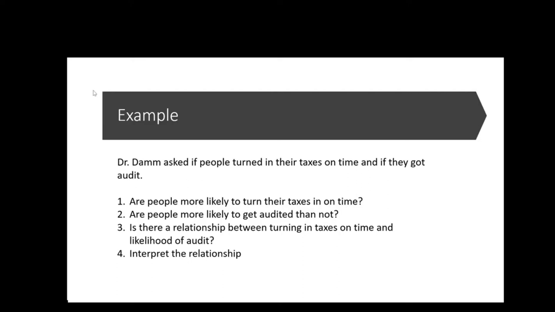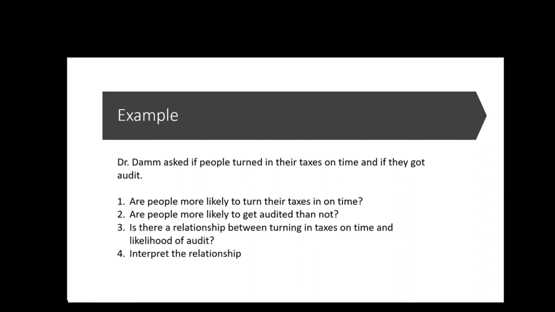Let's do another example of a chi-square. This one has to do with turning your taxes in on time and getting audited. So Dr. Dam asked if people turned in their taxes on time and if they got audited. You can see here, both responses require yes, no responses. So that's nominal, and therefore we won't be able to run anything else except for a chi-square.